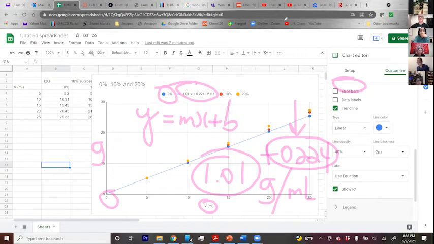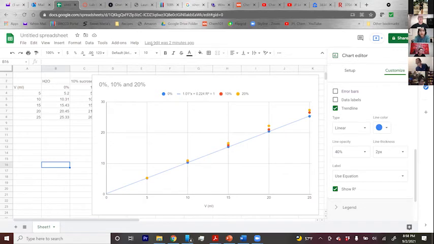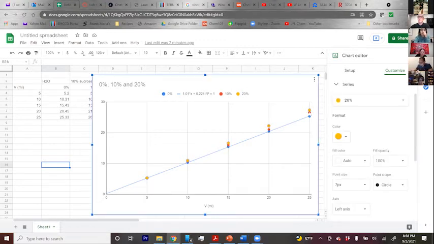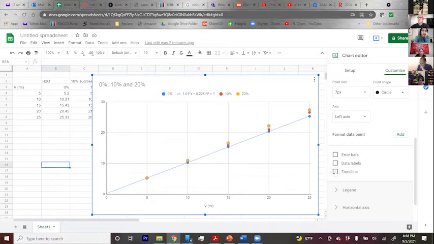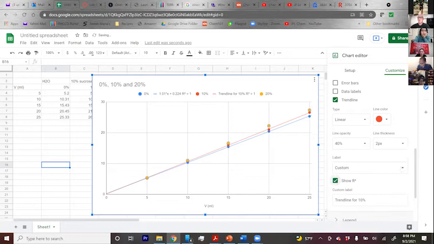First, let's do the other two lines. So I click on the red this time to get my 10%. Double click on the red. I clicked on 20. Let's do 10. So I want a trend line. I would like the R squared, and I want to see what the equation is. So same thing here. And again, R squared of 1, because, you know, what can I tell you?